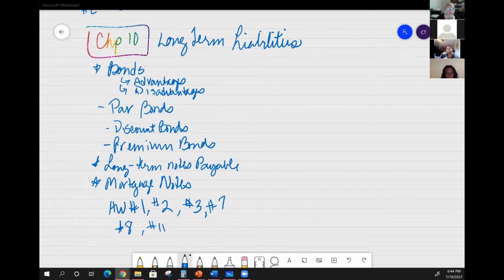All right, so long-term notes payable. We talked a little bit about that. It's basically the same thing as borrowing money on a short term, but let's say I have a long-term notes payable. I'm going to set it over a period of time, with installment payments paying interest and principal. And instead of sitting on the balance sheet under the current liability section, it's going to be sitting in the long-term liability section under notes payable, or it could say mortgage payable if you have a mortgage.